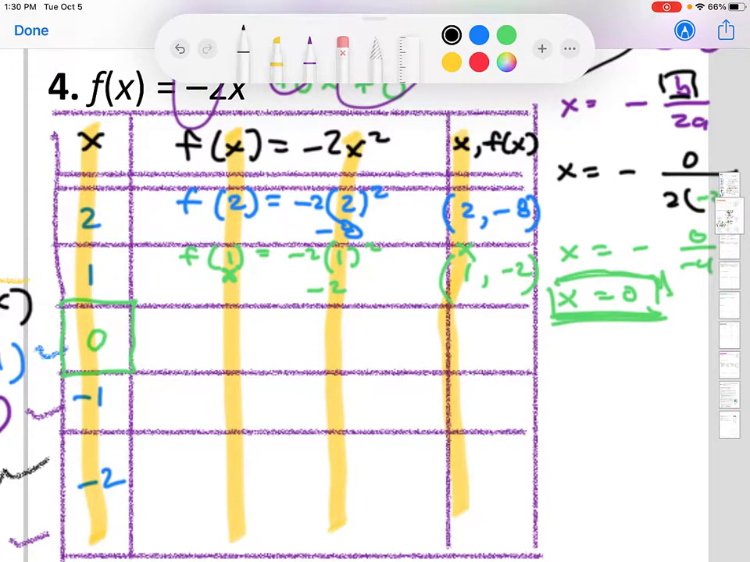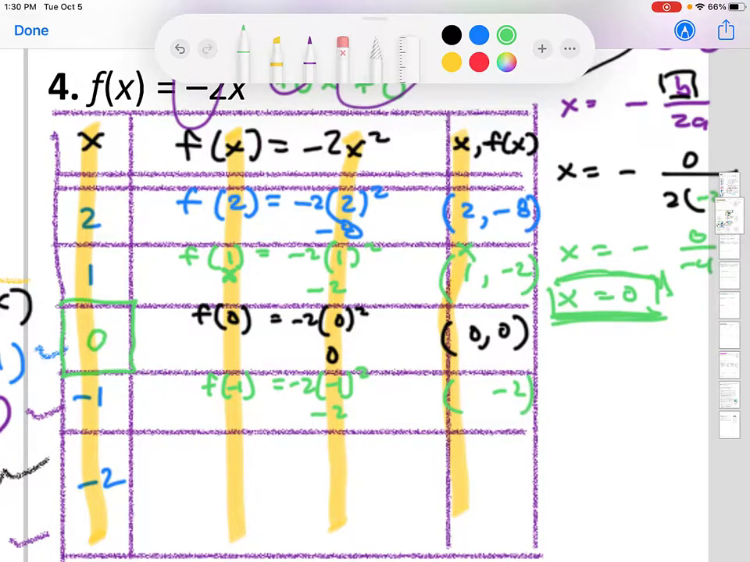Okay, so now we're putting in 0. f of 0 equals negative 2 times 0 squared. Order of operations says do the exponents first, so 0 times 0 is 0, 0 times negative 2 is 0. So I have 0, 0. And we're going to put in a negative 1 here for every x value. Negative 1 times negative 1 is positive 1. 1 times negative 2 is negative 2. Remember, don't have any shame. Use your calculator. So I have negative 1, negative 2.